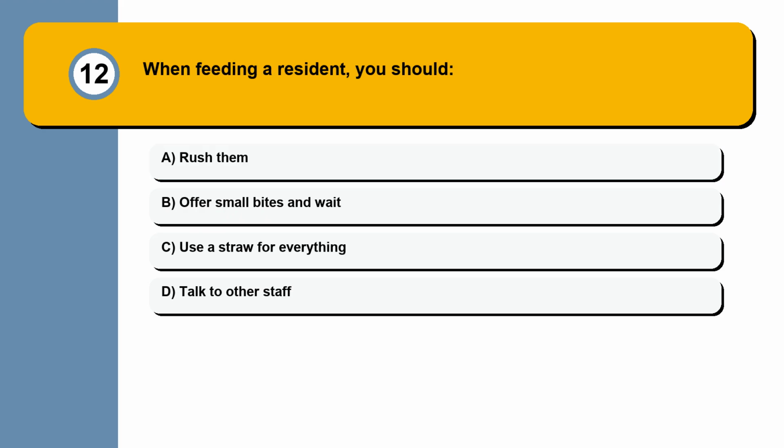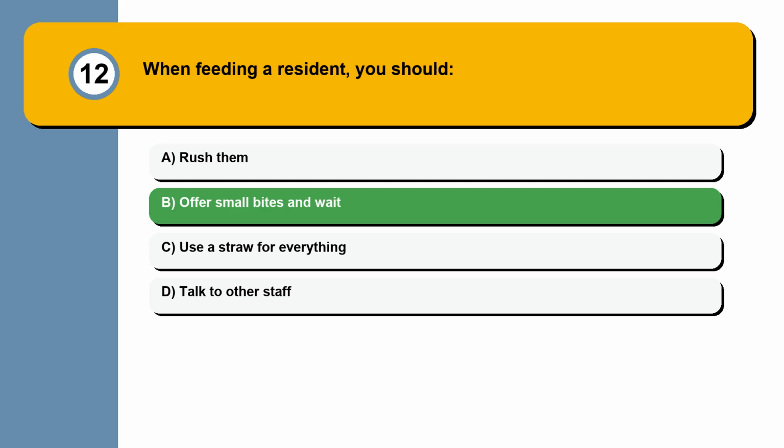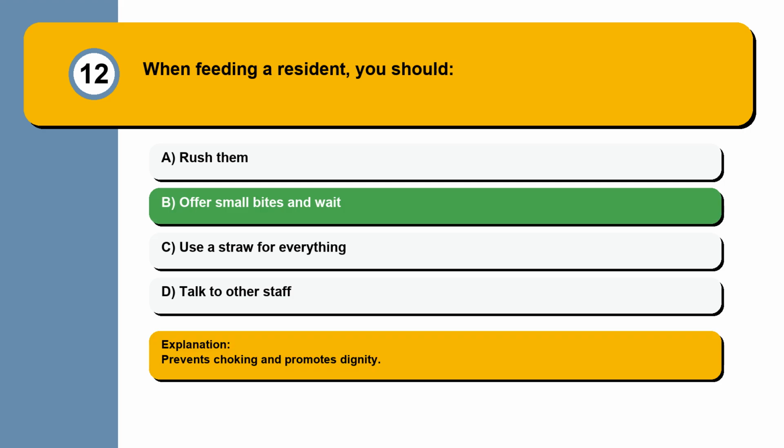Question 12. When feeding a resident, you should rush them. Offer small bites and wait. Use a straw for everything. Talk to other staff. Offering small bites prevents choking and promotes dignity.